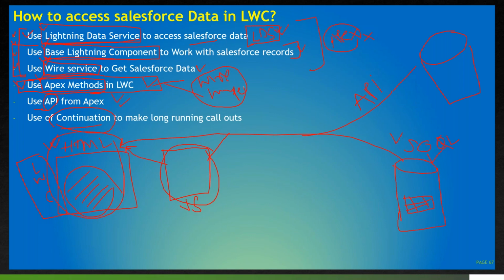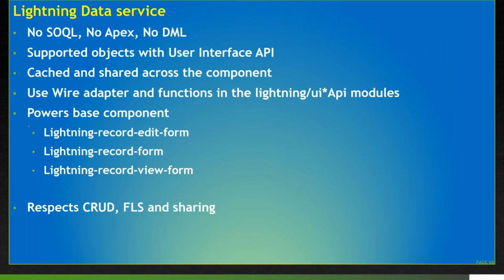Next we'll see what this LDS, or Lightning Data Service, is, and with LDS, how I can access my data in my Lightning web component. I will also discuss in upcoming sessions how I am going to use APIs, and how I am going to use continuations to make long-running callouts. So now let's focus on understanding more about LDS. What is this LDS and how is it going to help us?